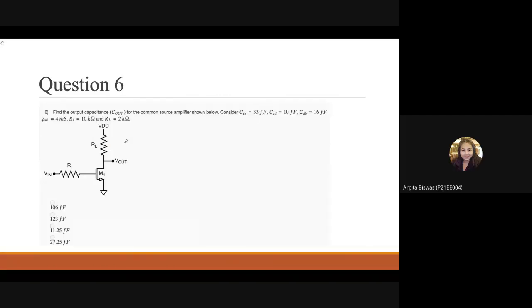This is question number 6. Find out the output capacitance for the common source amplifier shown below. Consider CGS is 33 femtofarad, CGD is 10 femtofarad and CDB is 16 femtofarad. So this is the circuit. Try to find out the right answer.